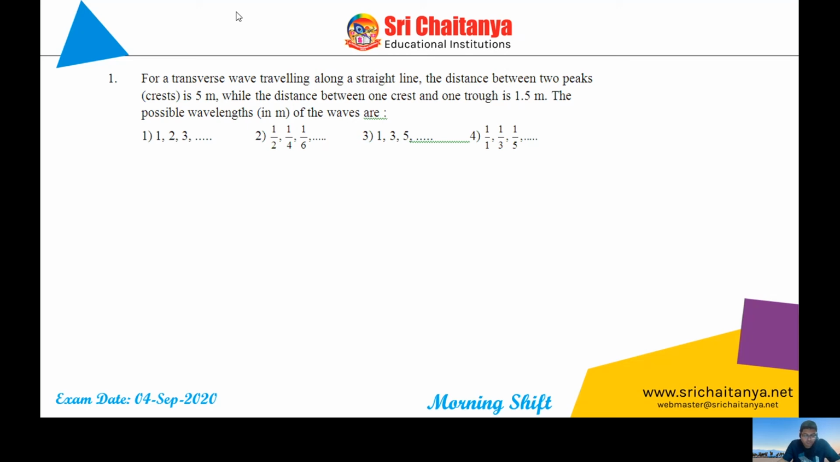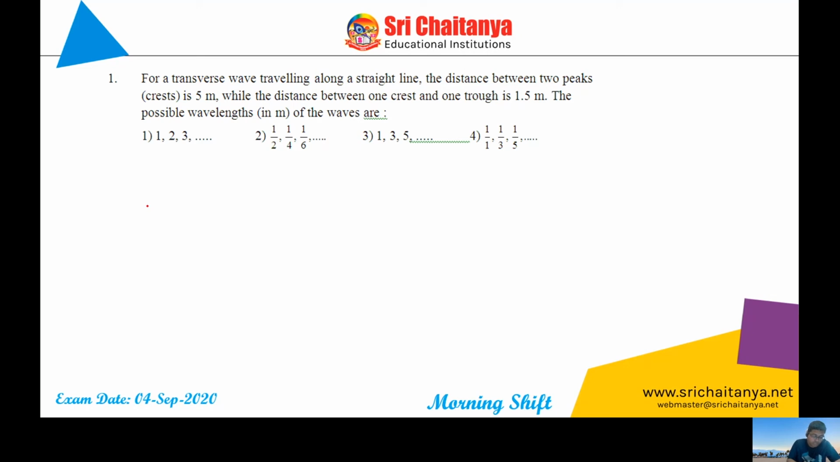For a transverse wave traveling along a straight line, the distance between two peaks, which is crest, is 5 meter, while the distance between one crest and one trough is 1.5 meter. The possible wavelengths in meter of the waves are. Okay, so before approaching this question, we must understand the definition of crest and trough.